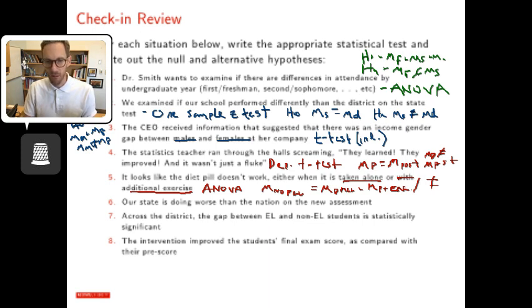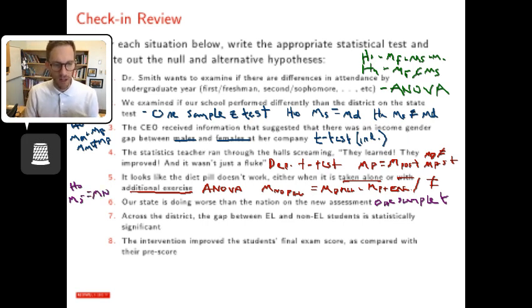Oh man, sorry. One sample t, and so the mu sub state for the null, mu sub state is equal to the mu sub nation, or the alternative, mu sub state is not equal to mu sub nation. Okay.